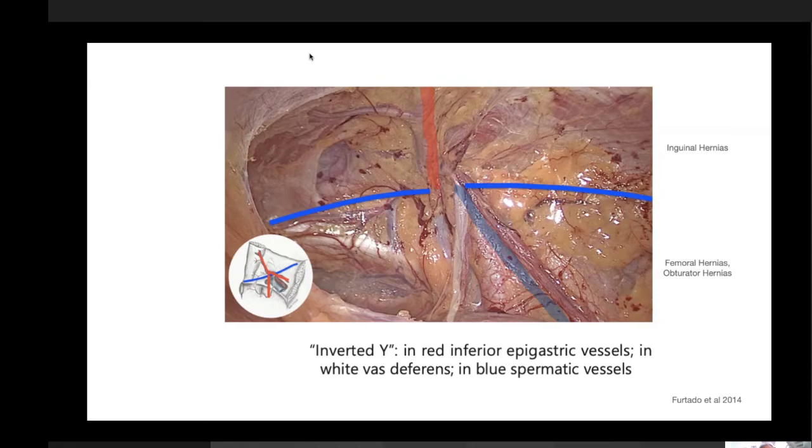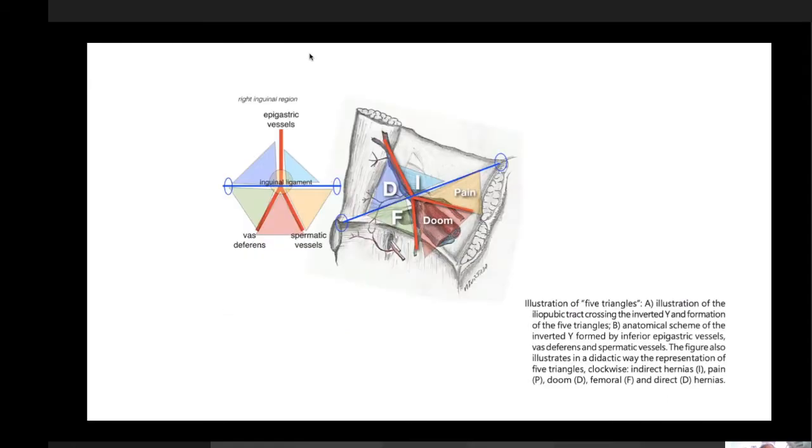So again, with this concept, you can divide and see all the triangles: the triangle of doom, the triangle of pain, the femoral hernias, the direct hernia, and the indirect hernia sacs.